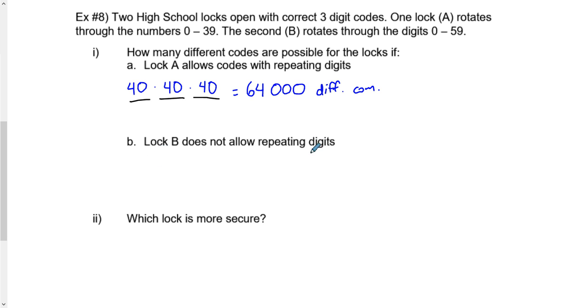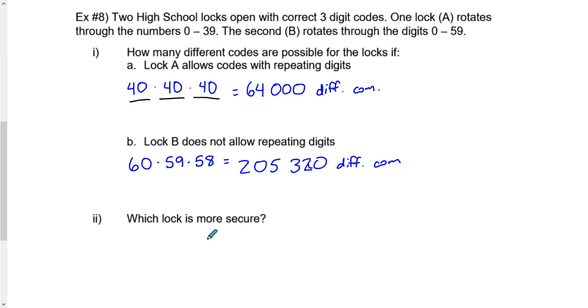Now, lock B does not allow repeated digits. So lock B has to go from 0 to 59. There will be 60 options for the first number, 59 options for the second, and 58 for the third. So there will be 205,320 different combinations.